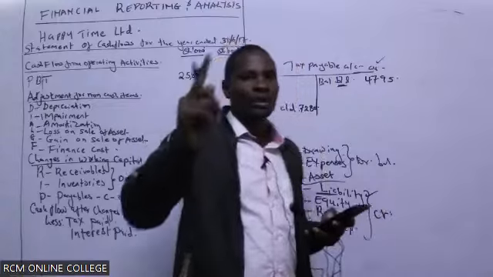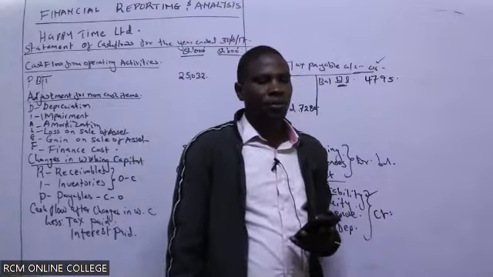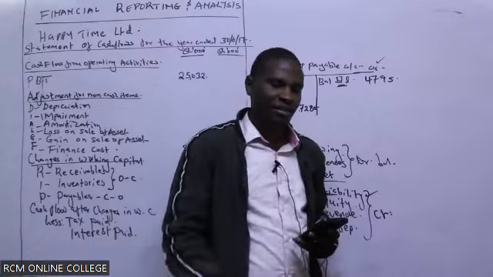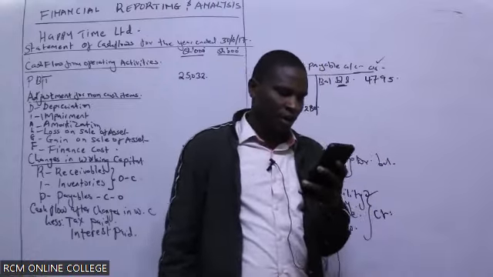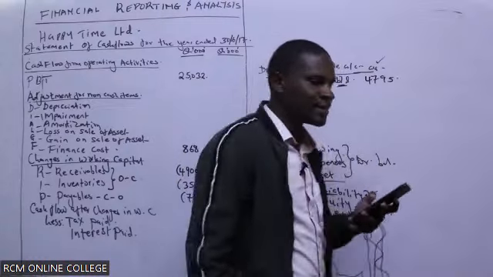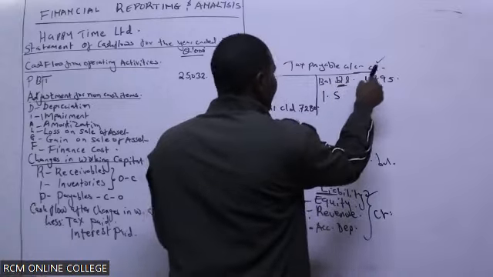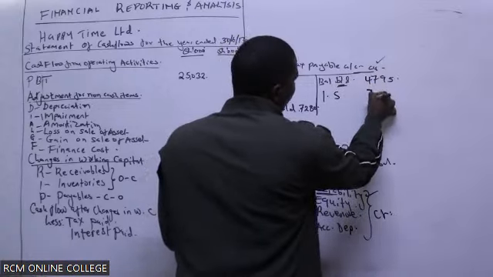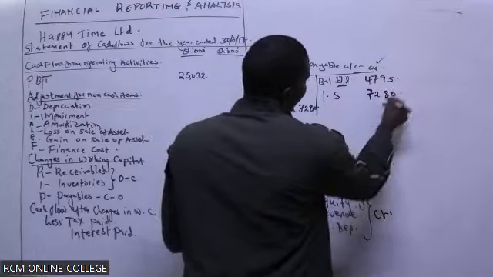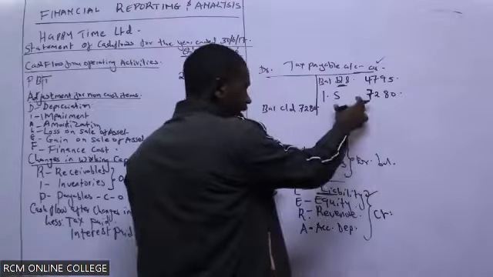Where do we record it? On the debit or credit side? Credit side. How much is it? Income tax expense, 72.80. So you come here and put from the income statement, there is this tax of 72.80.